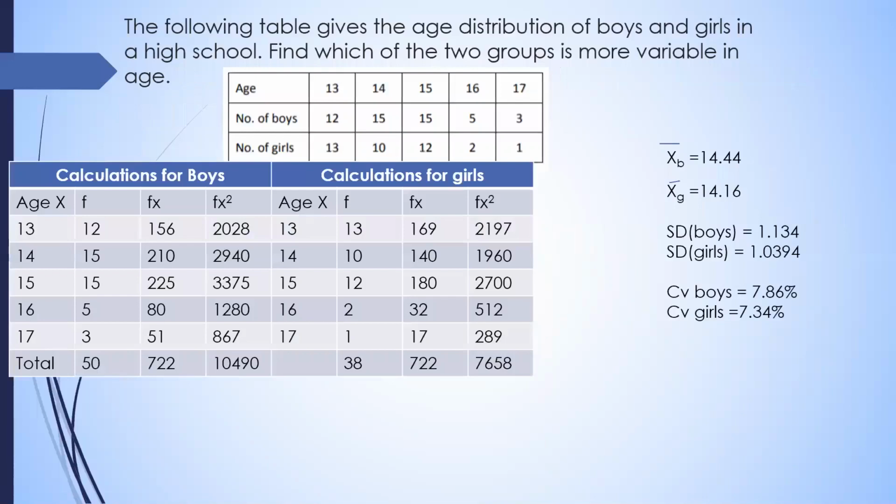variability in age. So we go in for calculating the coefficient of variation for boys and the coefficient of variation for girls, and we get that the coefficient of variation for boys is 7.86, whereas the coefficient of variation for girls is 7.34, which gives us clear evidence that the age among the girls in the high school is less variable when compared to the age of the boys. Among the two groups, the variability is more with respect to the boys.